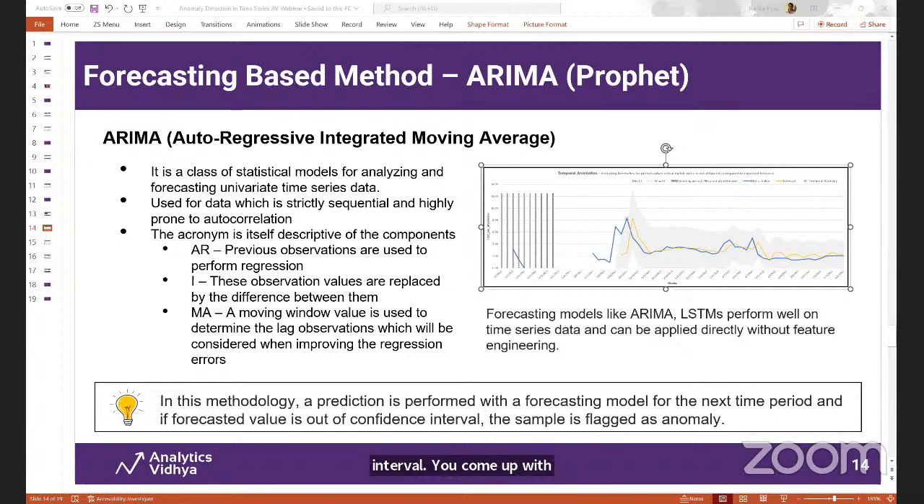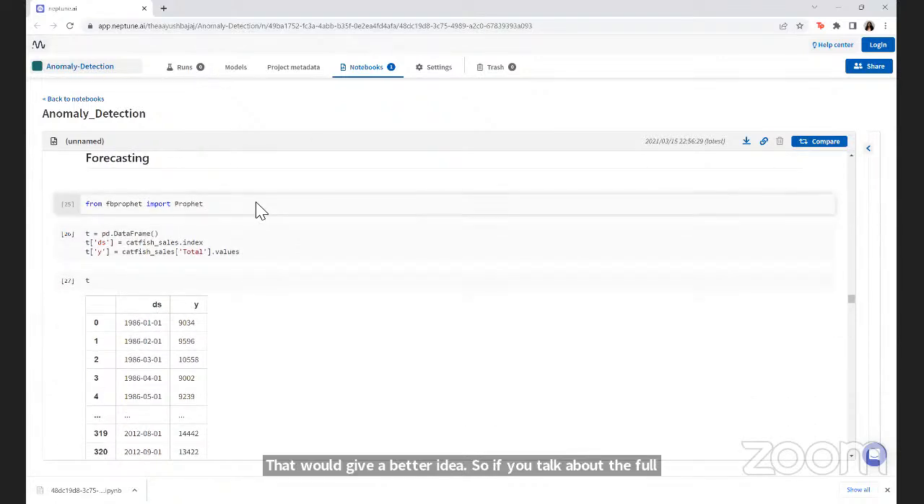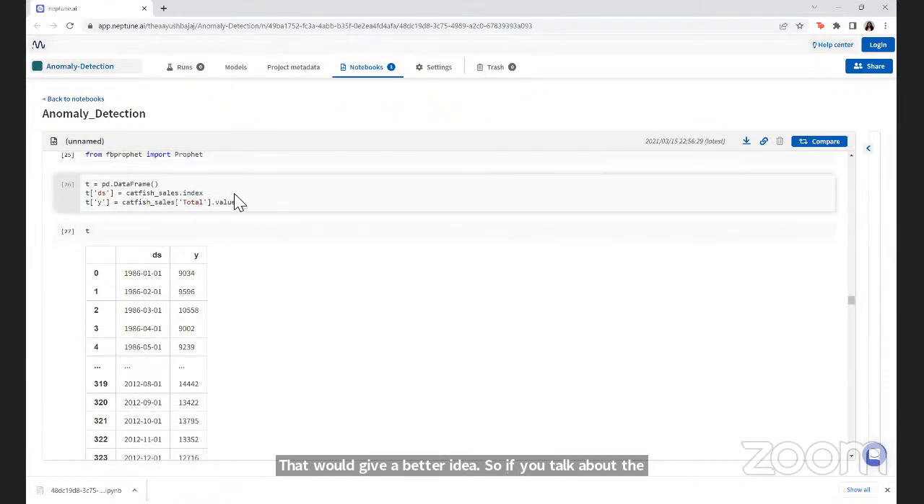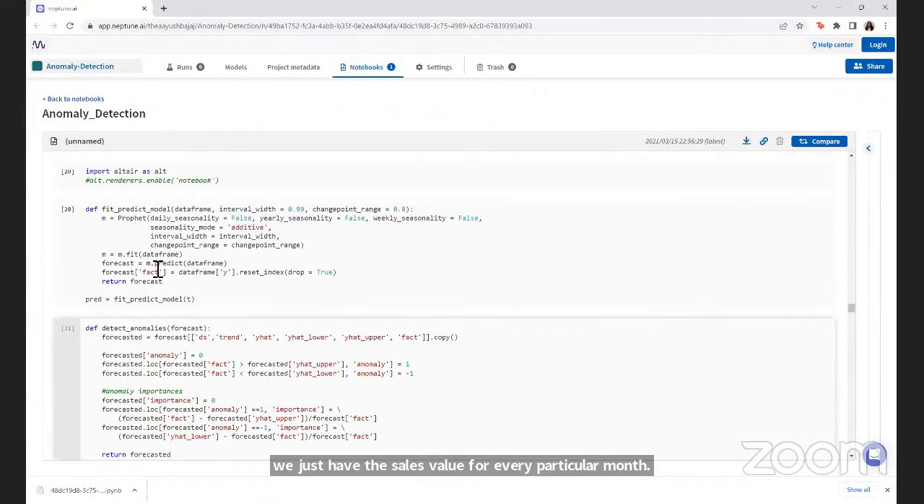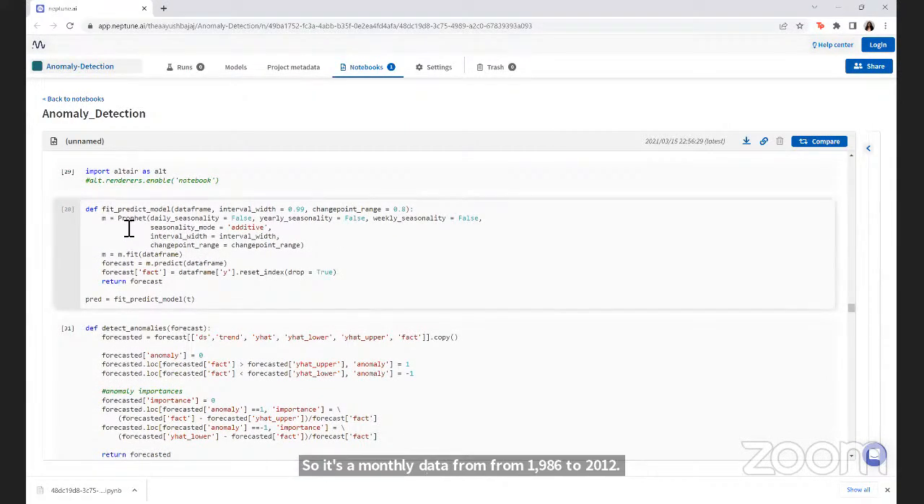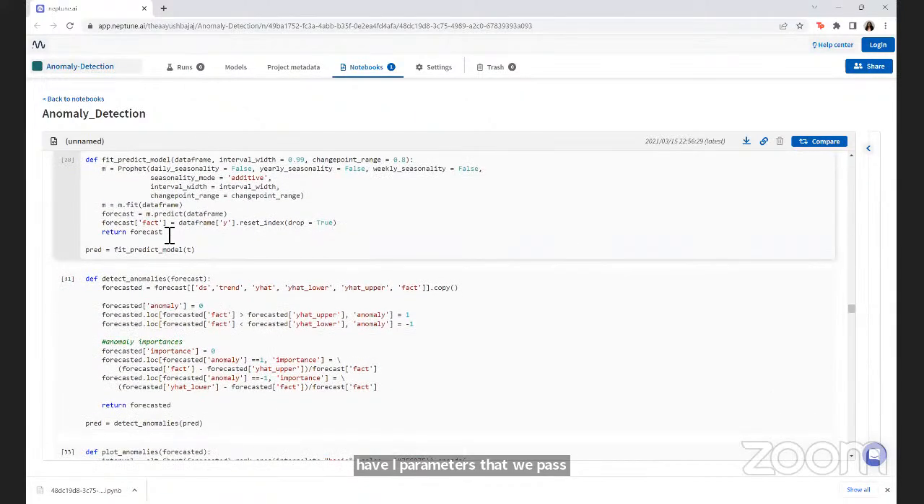Let me quickly share the code, because that would give a better idea. If you talk about the forecasting, from FB Prophet we're importing this. There is a catfish sales data from 1986 to 2012, where we just have the sales value for every particular month. So it's a monthly data. And if we look at the way I've defined this model, we have our parameters that we pass in the Prophet model. We fit our data on this. We predict what would be the next.